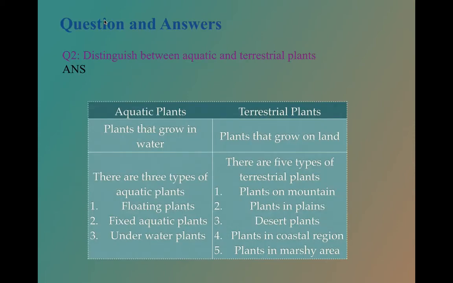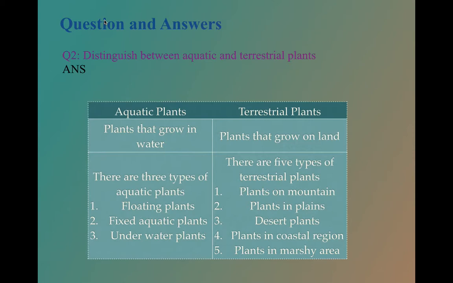Coming to the second question, distinguish between aquatic and terrestrial plants. You have to draw a table, part into two. First side is for aquatic plants, the second side is for terrestrial plants. In aquatic plants, you have to write plants that grow in water. There are three types of aquatic plants. First one, floating plants, then fixed aquatic plants, then underwater plants.